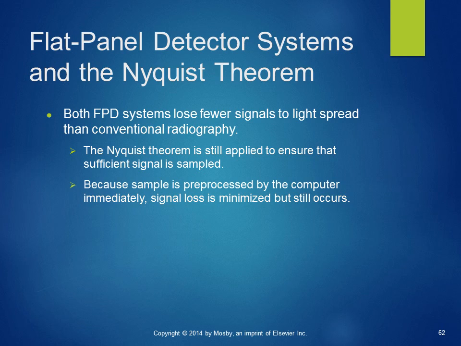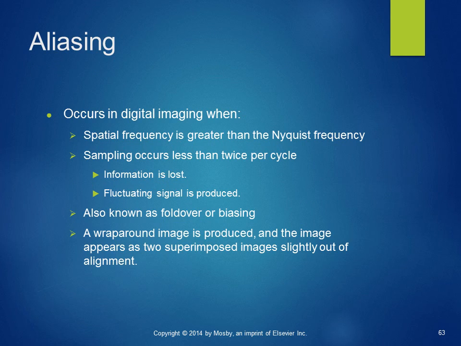Flat panel detector systems and the Nyquist theorem. Both FPD systems lose fewer signals to light spread than conventional radiography. The Nyquist theorem is still applied to ensure that sufficient signal is sampled. Because the sample is pre-processed by the computer immediately, signal loss is minimized but still occurs.